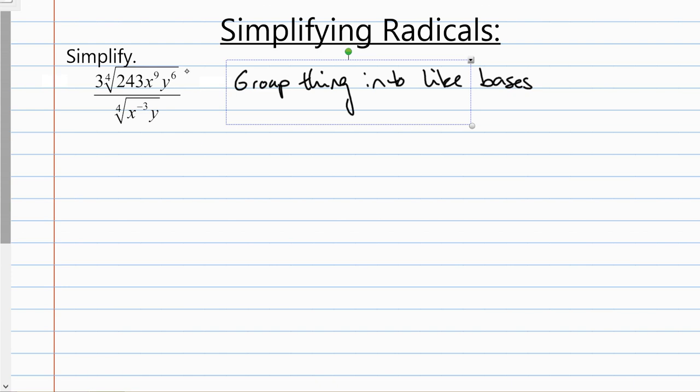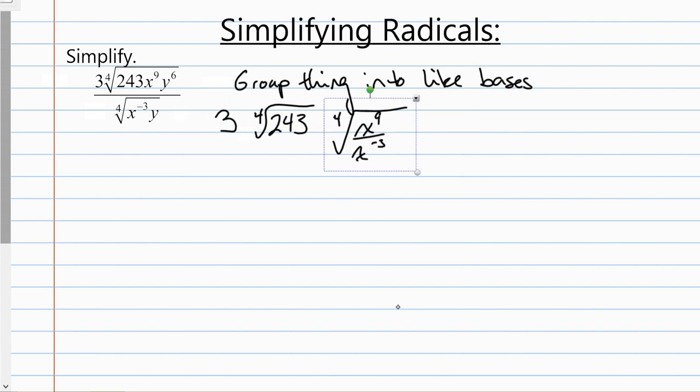So as I'm looking at this, I am going to keep my 3 tagging along right out front. And then I'm going to have a 4th root of 243. And then I am going to put my x's all together under one radical. I have an x to the 9th over x to the -3. And then I'm going to do the same thing with my y's. I've got the 4th root of y to the 6th over y.